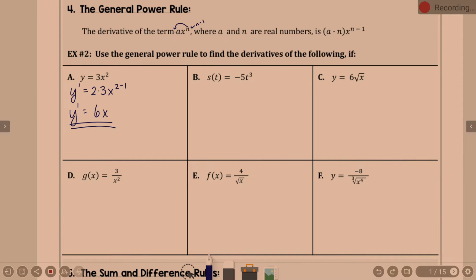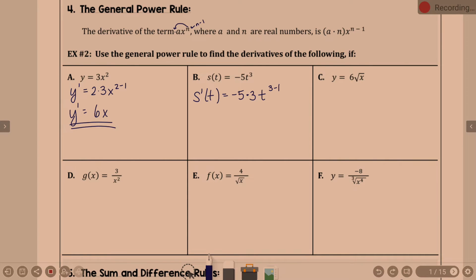Okay. That's the basic, right? That's level 0, level 1, whatever you want to call it. Okay. Are we okay with that? Okay, next one. Negative 5t cubed. So I'm going to write this as s prime of t. What am I doing first? Negative 5 times 3. Yeah. Negative 5 times 3, and then t to the 3 minus 1.